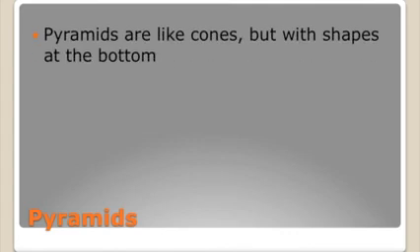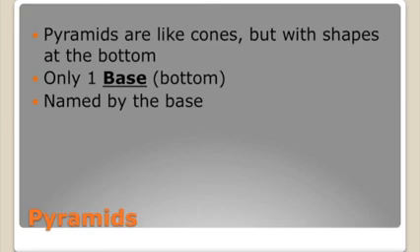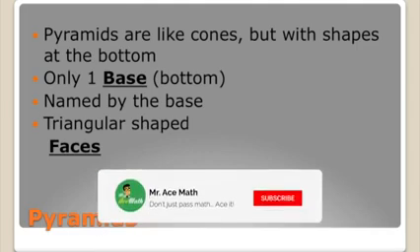Whereas prisms are like cylinders, pyramids are very similar to cones, but the only difference is that they don't have a circle at the bottom, they have a shape at the bottom. And they only have one base. Same thing as with the prism, it's named by the base. And it has triangular shaped faces. Remember that when we spoke about prisms, prisms had rectangular shaped faces, but pyramids have triangular shaped faces. That's what makes them very different.